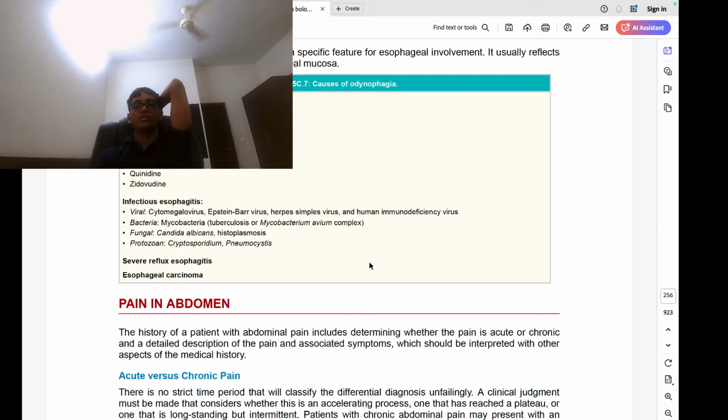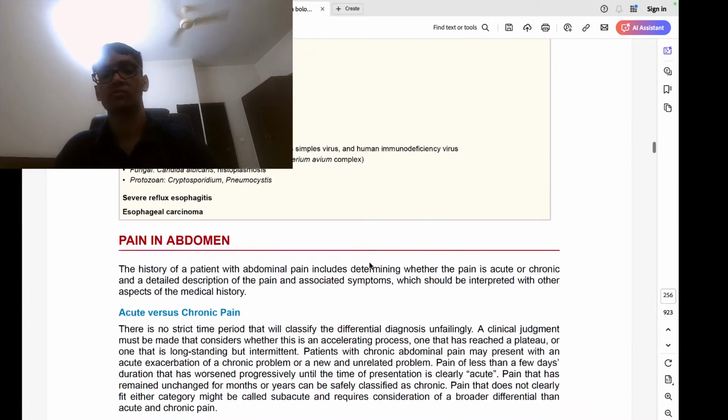Infectious esophagitis includes CMV, Epstein-Barr virus, HSV, HIV, bacteria, mycobacteria, tuberculosis, fungal you have Candida albicans, histoplasmosis, protozoan you have cryptosporidium and pneumocystis. Severe reflux esophagitis and esophageal cancer. All of these cause odynophagia.